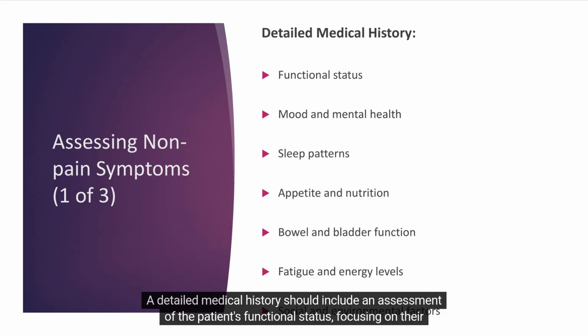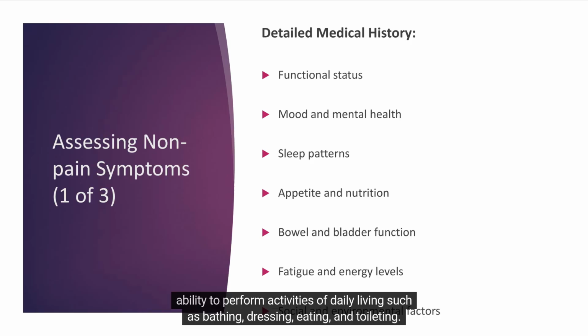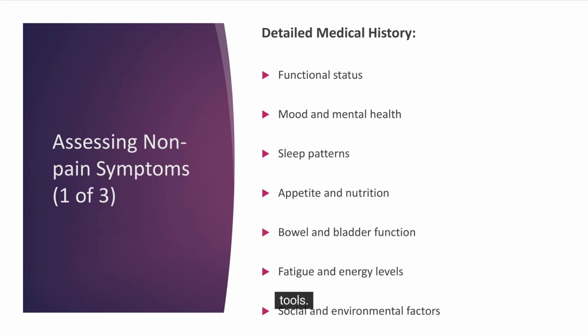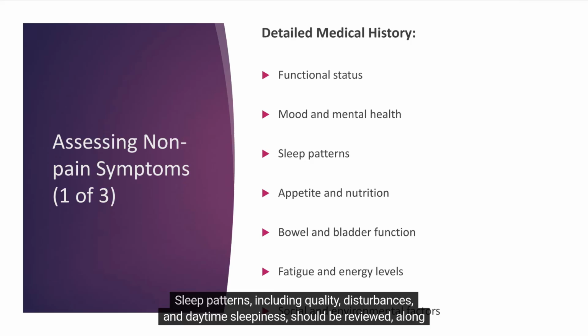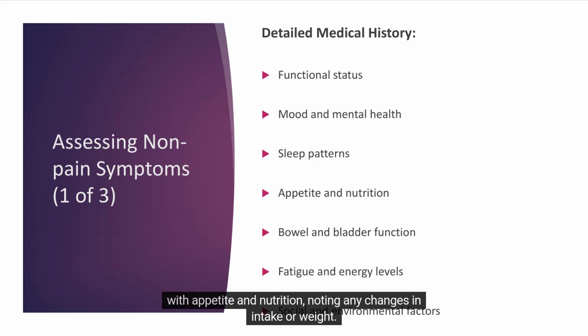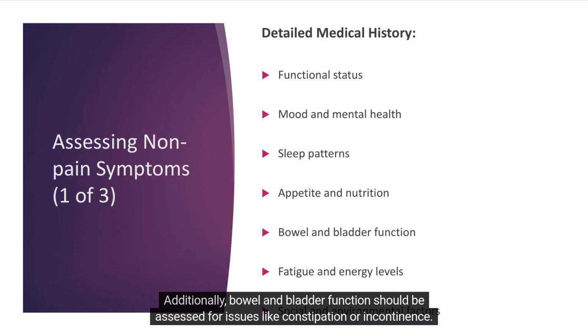A detailed medical history should include an assessment of the patient's functional status, focusing on their ability to perform activities of daily living such as bathing, dressing, eating, and toileting. It should also screen for mood and mental health concerns like depression or anxiety using validated tools. Sleep patterns, including quality, disturbances, and daytime sleepiness, should be reviewed, along with appetite and nutrition, noting any changes in intake or weight. Additionally, bowel and bladder function should be assessed for issues like constipation or incontinence.